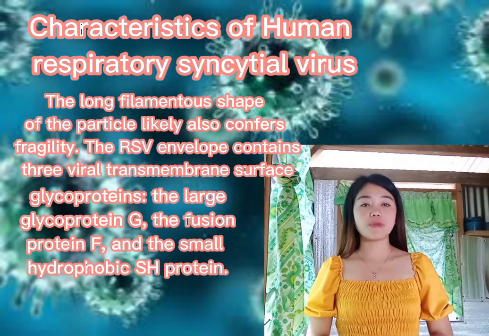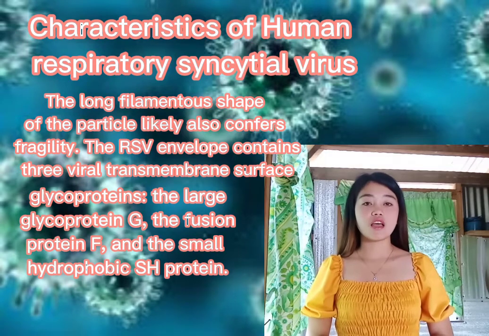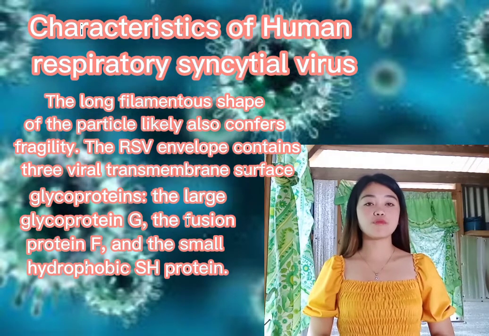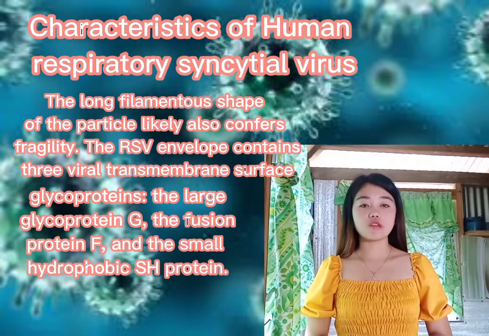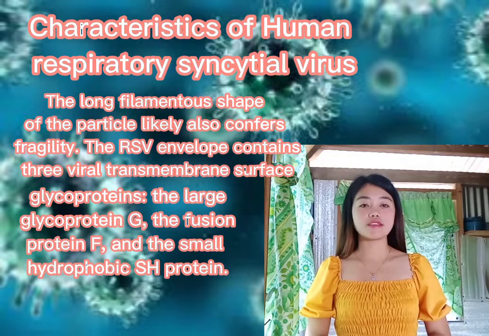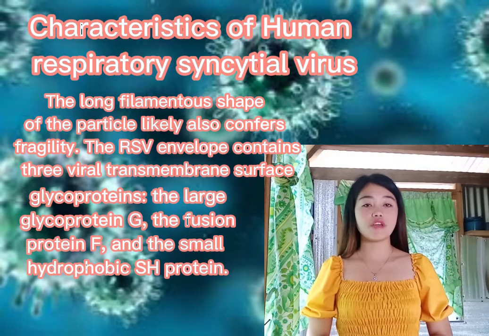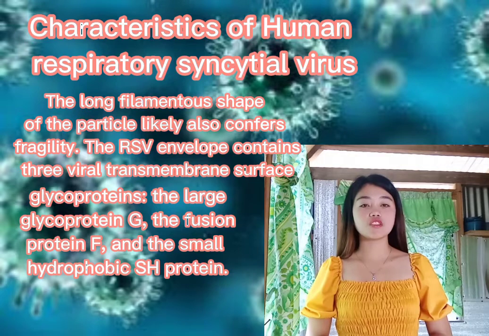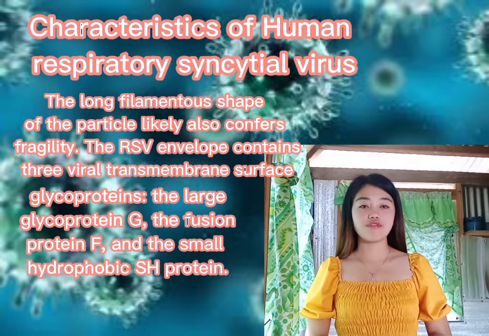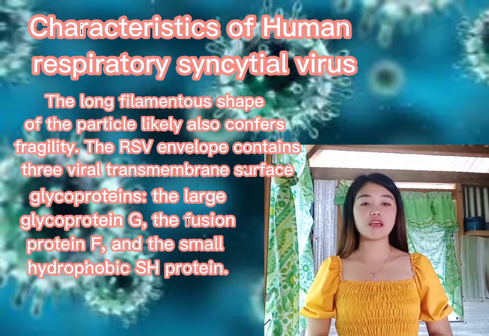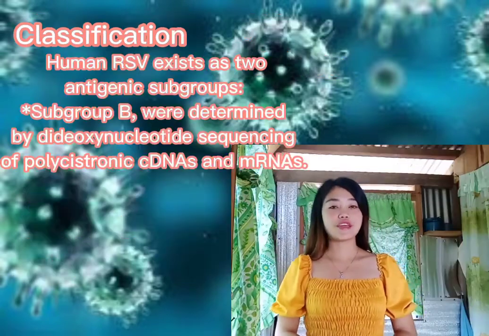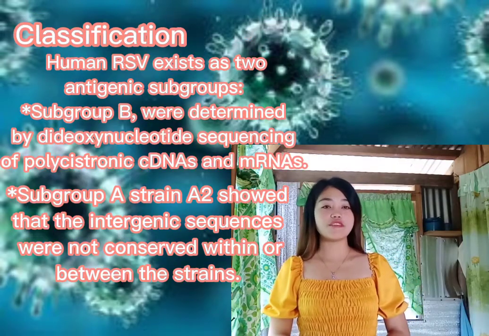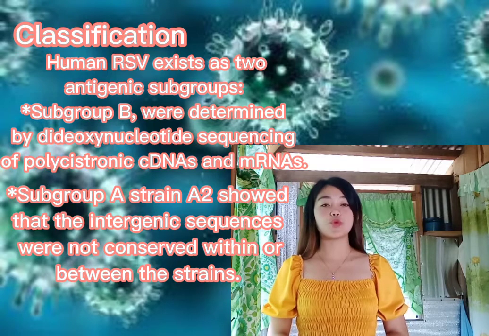Characteristics of human respiratory syncytial virus. The long filamentous shape of the particles likely also confers fragility. The RSV envelope contains three viral transmembrane surface glycoproteins: the large glycoprotein G, the fusion protein F, and the small hydrophobic SH protein. Classifications. Human RSV exists as two antigenic subgroups.